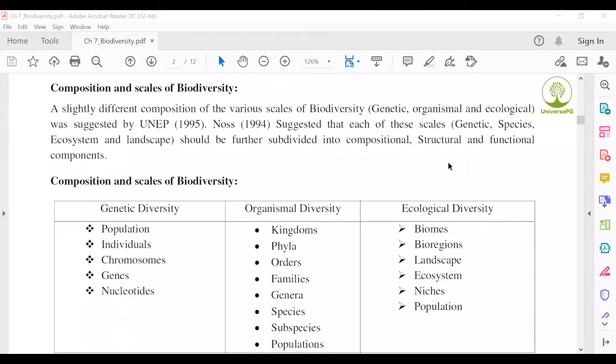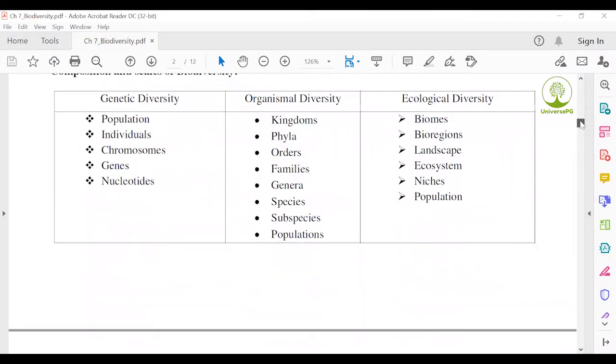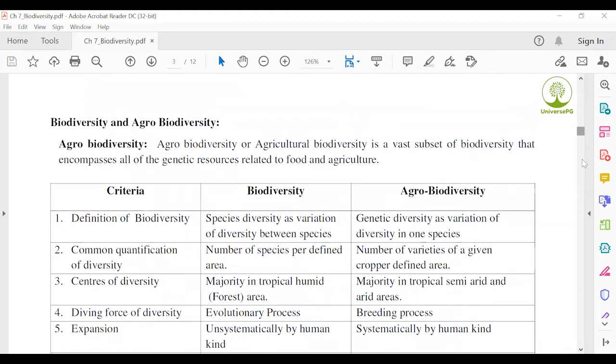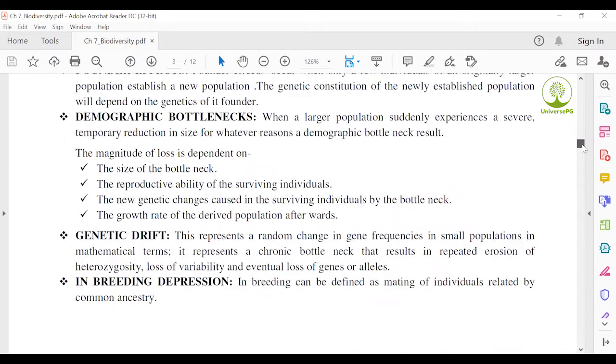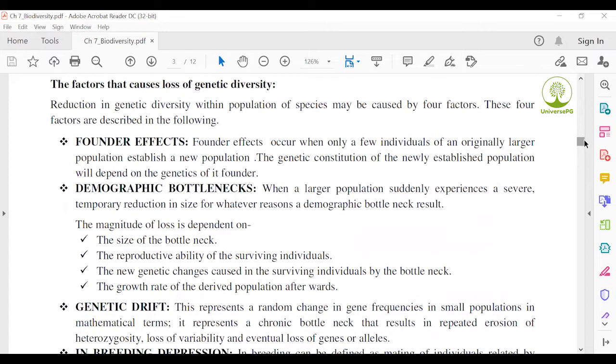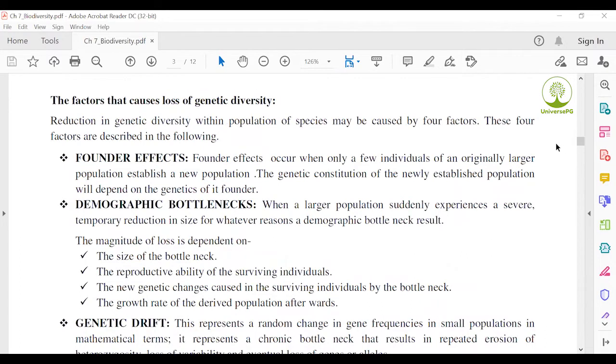Next, composition and scales of biodiversity, biodiversity and agrobiodiversity. Define agrobiodiversity and differentiate between biodiversity and agrobiodiversity. Therefore, we also discussed the factors that cause loss of genetic diversity, how genetic diversity is lost from our environment and also the ecosystem.